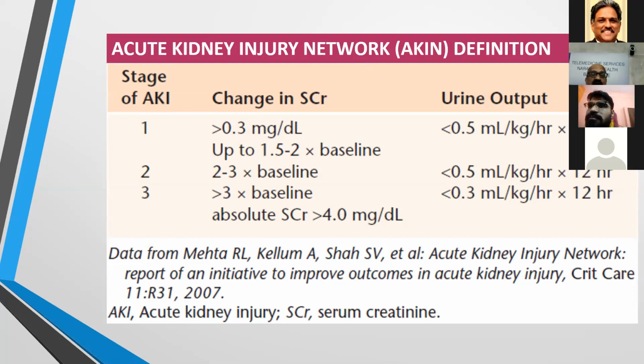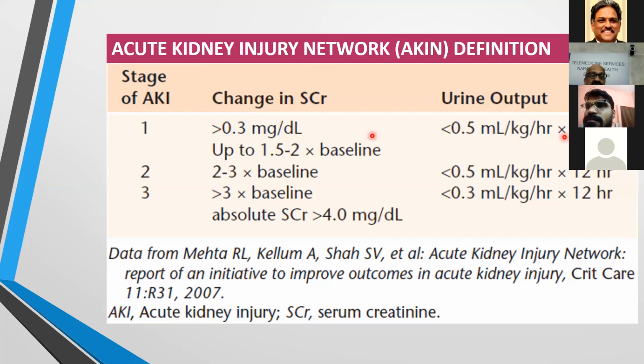This shows the Acute Kidney Injury Network criteria. You have two major parameters: one is the change in the serum creatinine, and the other is the urine output. If the serum creatinine rises by 0.3 milligrams, or it increases by 1.5 to 2 times the baseline value, and the urine output is less than 0.5 ml per kg per hour for more than 6 hours, this is stage 1.